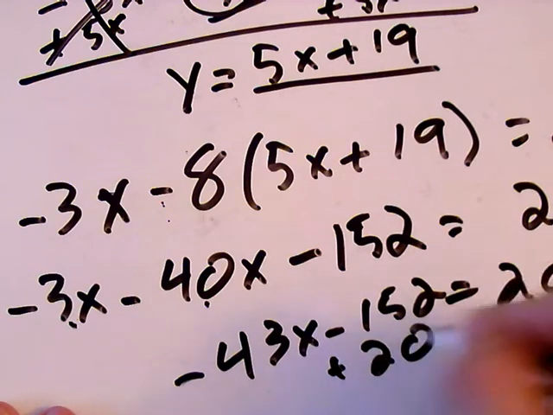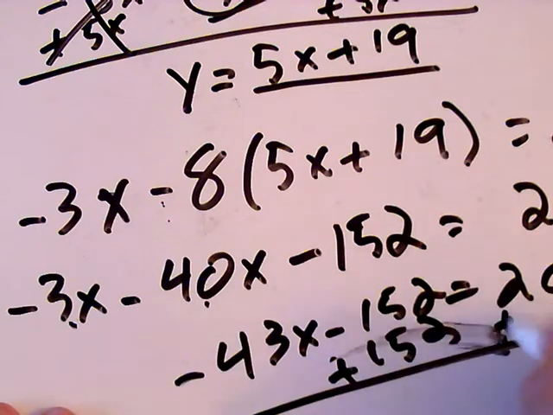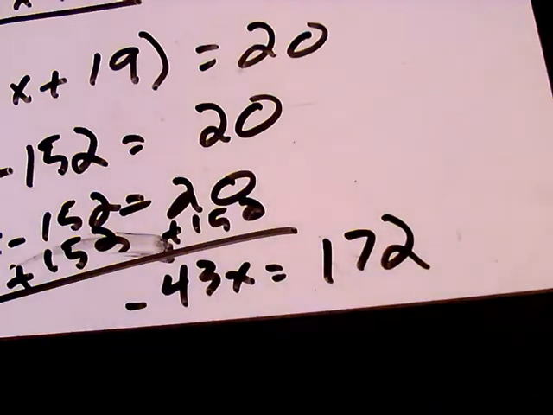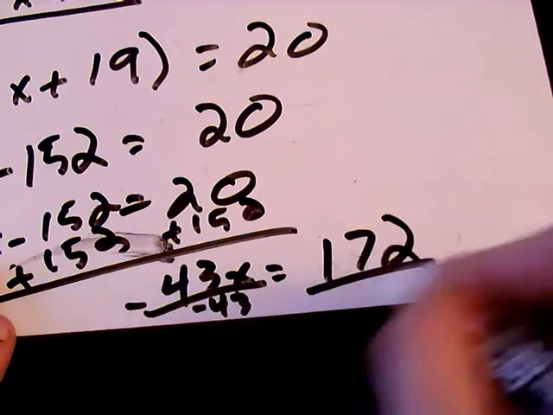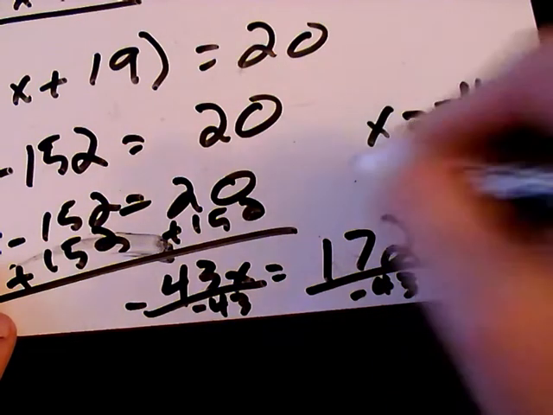Add both sides by 20. Oh, I'm sorry, not add both sides by 20. Add 152. I'm still left with negative 43x equals 172. Now remember, we have to get x by itself, so divide by negative 43 on both sides. The calculator comes out to be that x is negative 4, so that is one of your answers.